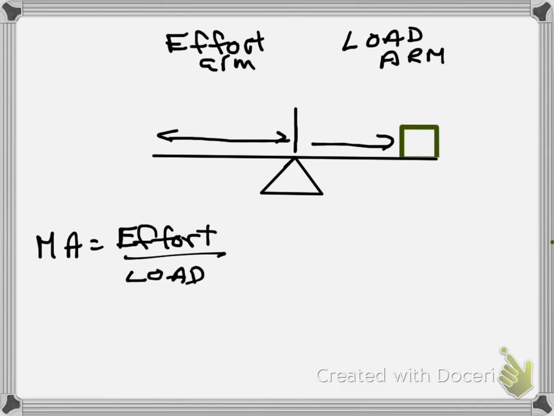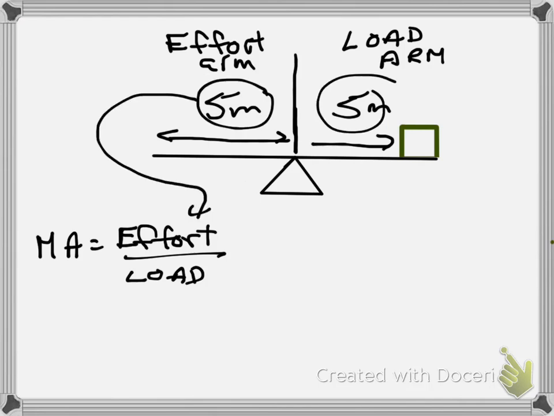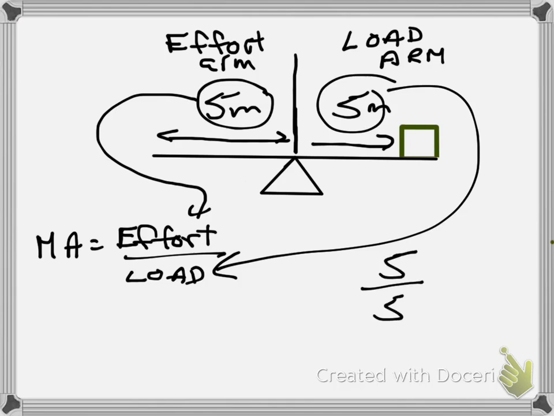So let me just arbitrarily throw some numbers in here. This is about halfway in the middle, so this line kind of splits that effort arm and load arm in the middle. So let's say that this whole board was 10 meters, which makes this side 5 meters and this side 5 meters as well. So if we take this effort arm and punch it into there, and take this load arm and punch it into there, we end up with 5 divided by 5. And that gives us 1. Now that means the mechanical advantage of this machine is 1, or 100%.